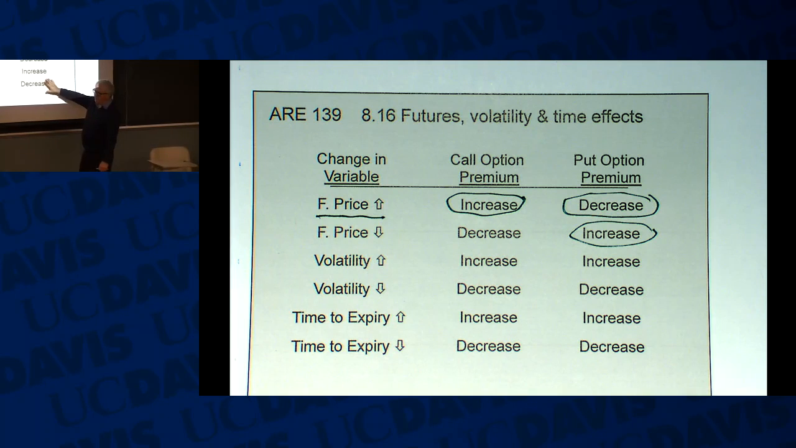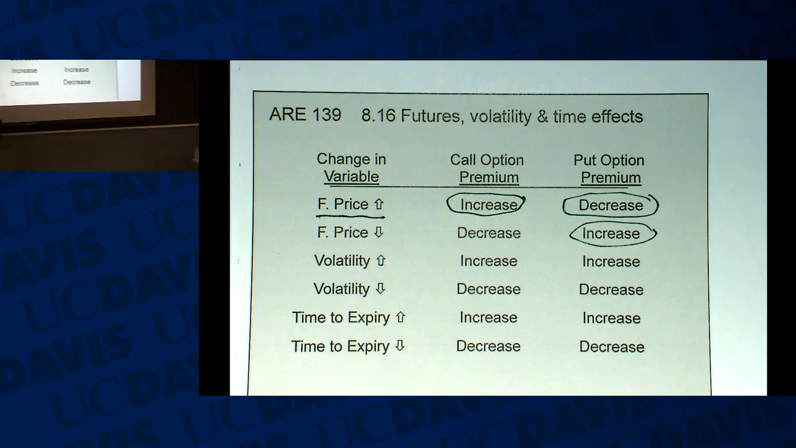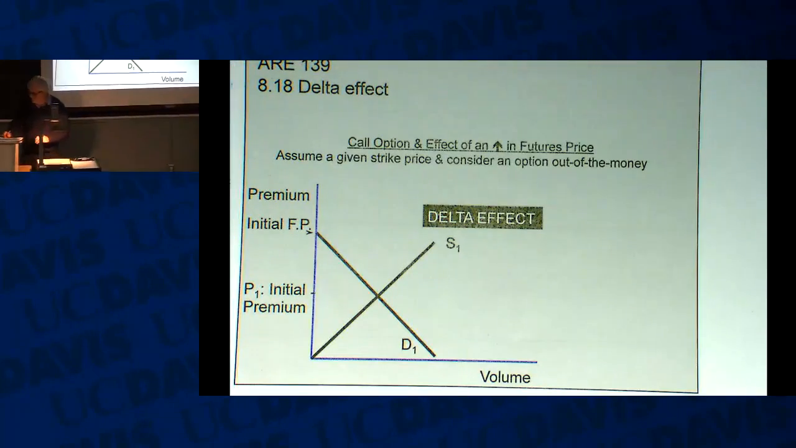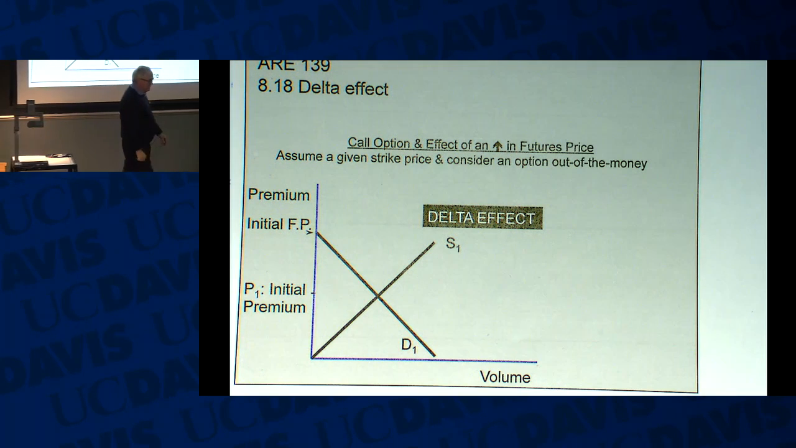Time to expiry, very straightforward. The further you're away from expiry, the higher the premium. We looked at that when we looked at the tables. The closer you are to expiry, the lower the premium. We can show these effects with some simple supply and demand diagrams.